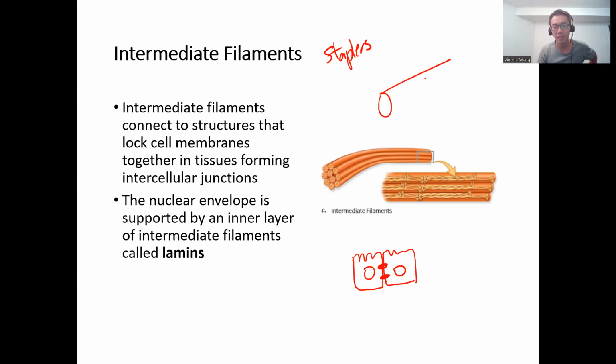Think of your intestine. It's like a tube, and then you have the food inside. You don't want it to leak out. Same thing with your blood vessels. You don't want the blood to be leaking out. So you form these intercellular junctions, which staple the cells together. Also, the nuclear envelope needs to be pretty stable as well. There is a type of intermediate filament called lamins, and that allows the nuclear envelope to be stable so that it can protect the genetic material inside.